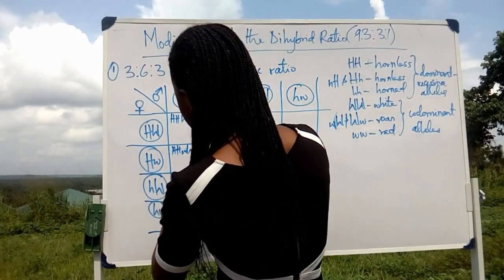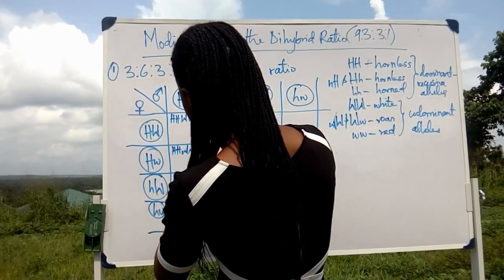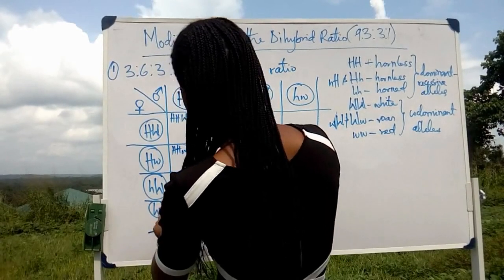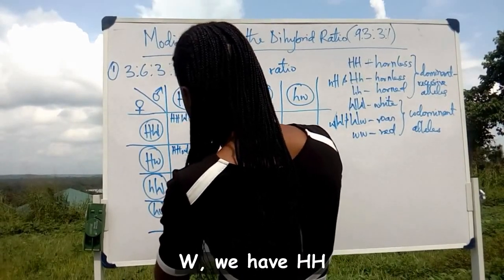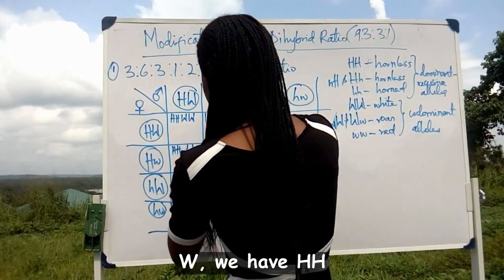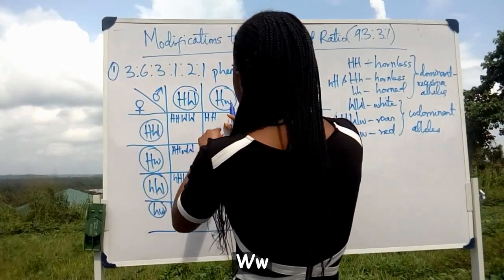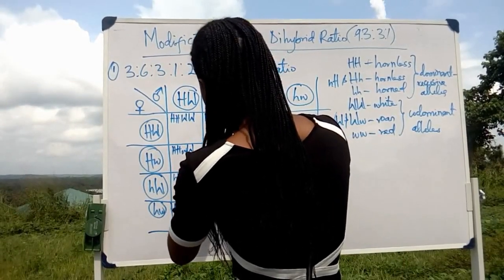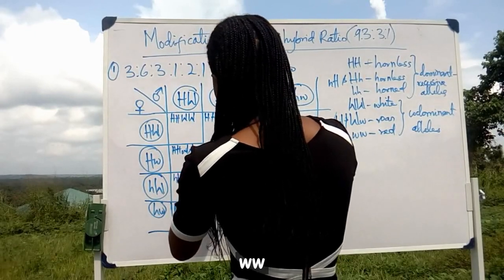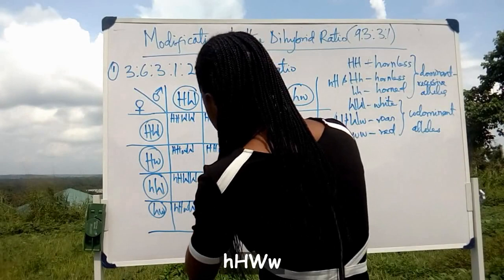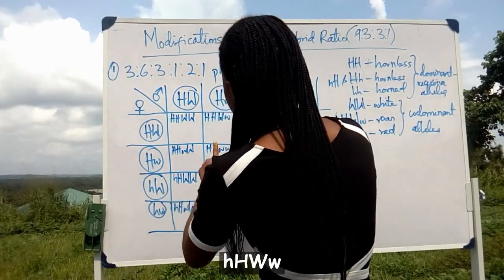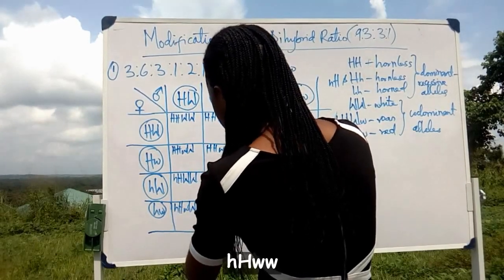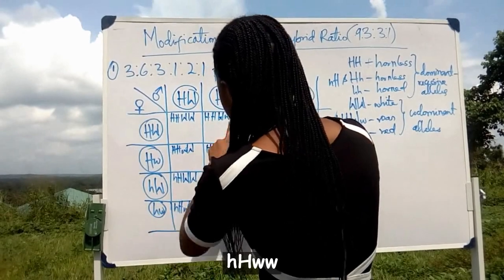Big W. We have big H, big W, small w. Big H, small w, small w. Small h, big W, small w. Small h, small w, small w.